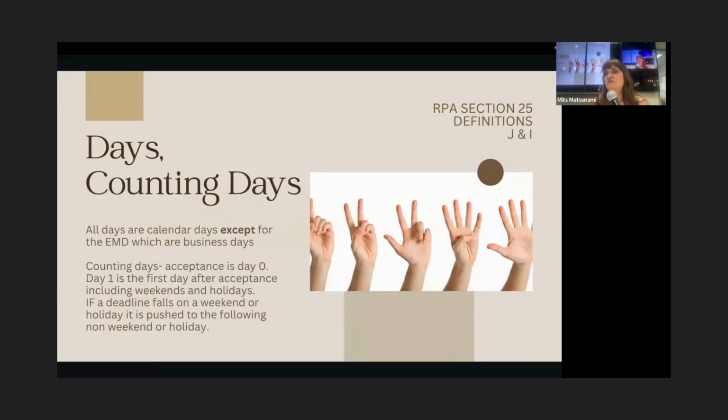Days, again, definitions, section 25, J and I, we're gonna go over days and counting days. All days are calendar days, except for the EMD, which is business days. Okay, you might ask why? Well, obviously, the bank is closed on Saturday and Sunday as well. So even if they were to initiate the wire transfer, nothing can happen on those days. So they give you the business days to do that. That is the only stipulation in there that is a business day. Everything else is a calendar day.